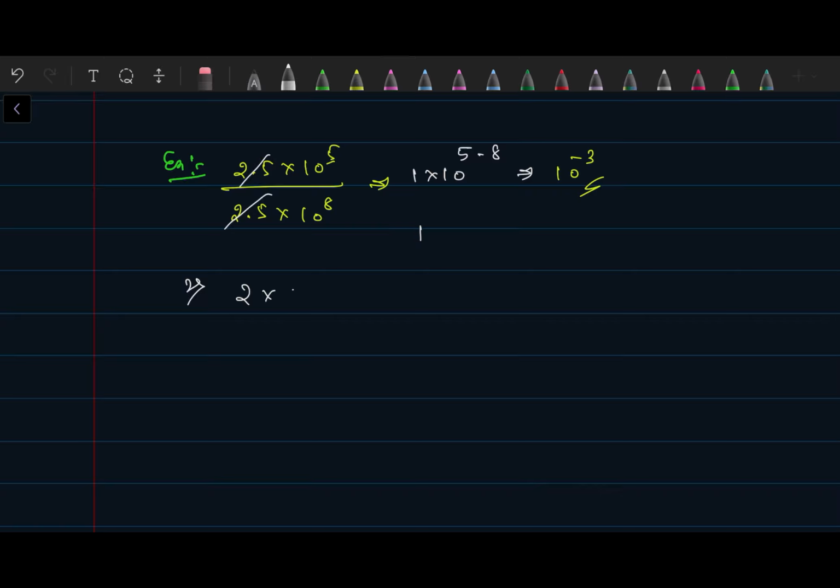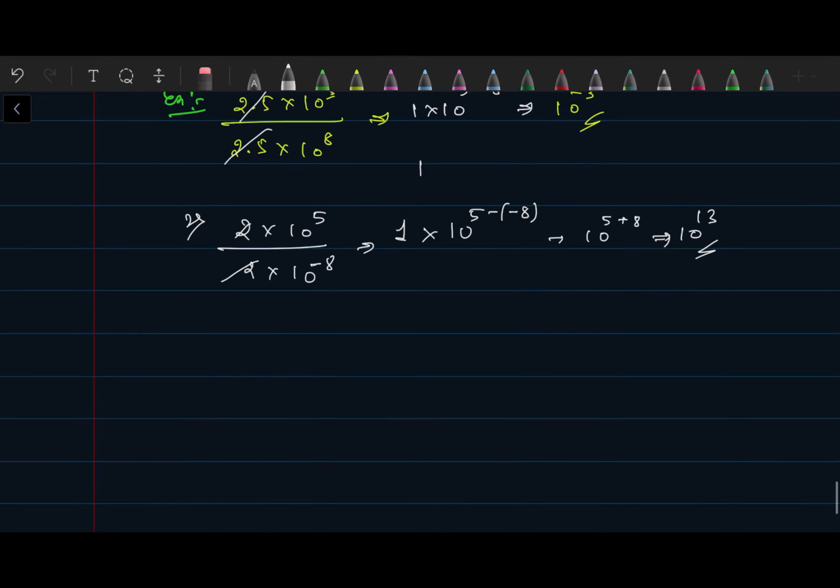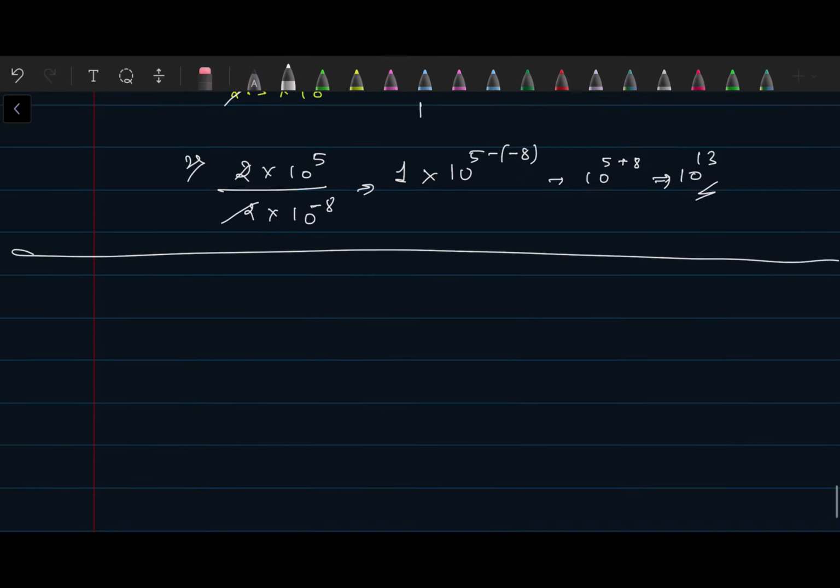One more thing, 2 into 10 to the power of 5 divided by 2 into 10 to the power of minus 8. Then the 2s get cancelled, you are left with 1, and 10 to the power 5 as it is in the numerator. The denominator, if it goes above, then you have to subtract, that is minus of minus 8. Minus of minus 8 is going to become plus. Then 10 to the power 5 plus 8, we are going to get 10 to the power 13 as the answer. 1 into 10 to the power 13 is nothing but 10 to the power 13 only. This is how we have to calculate the numericals based on scientific notation.